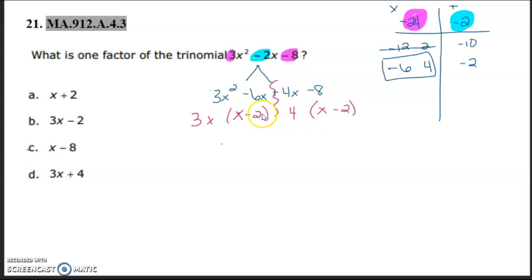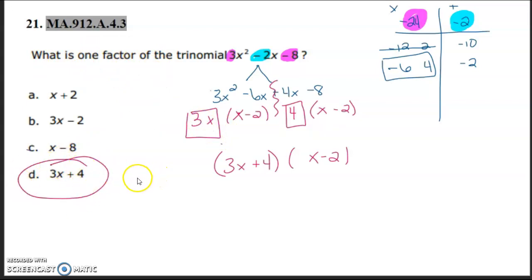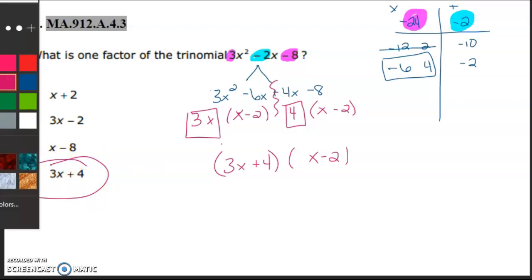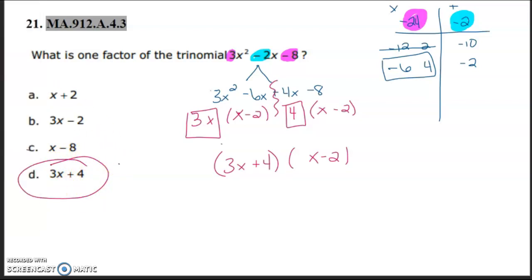I know I did this correctly because my parentheses match. So my two factors here are x minus 2, and my other factor is these numbers that we took out, our GCFs, which is 3x plus 4. So when it asks which is one factor, your final answer would be D, 3x plus 4. Switch back to blue. All right.